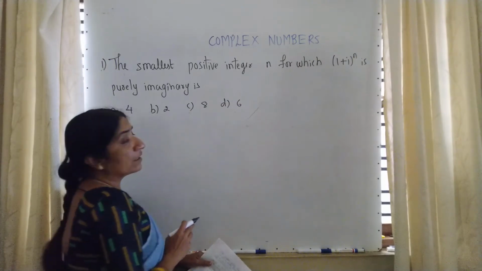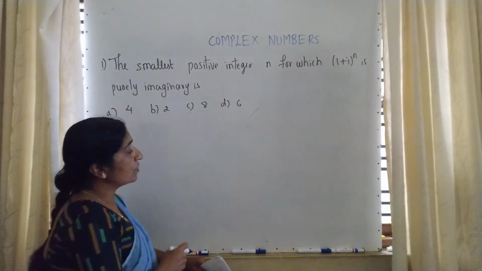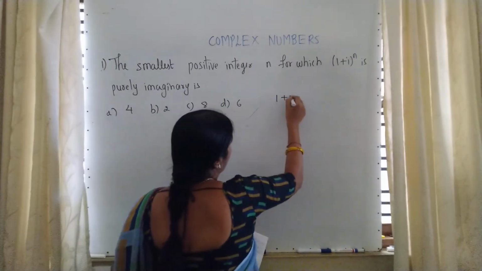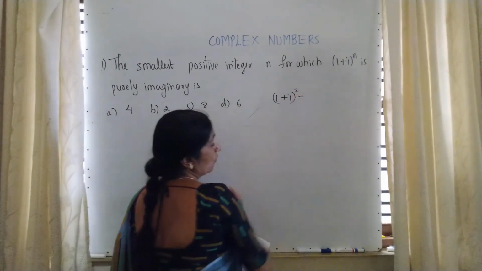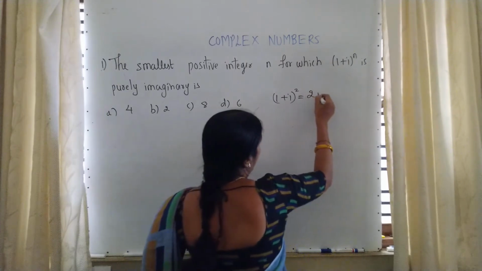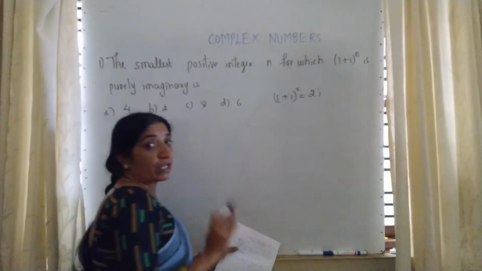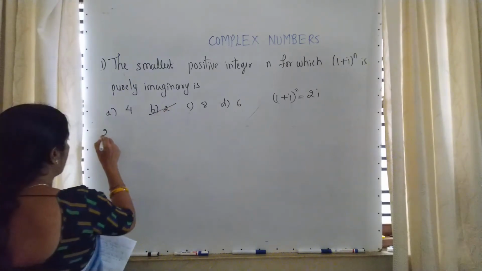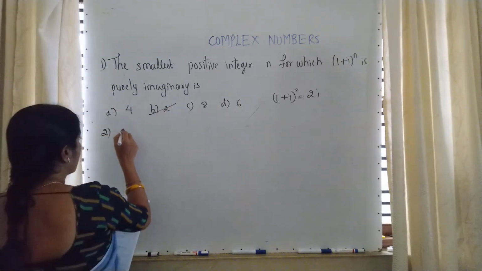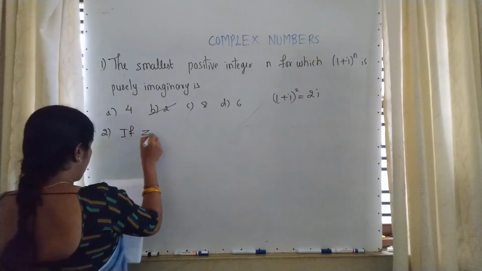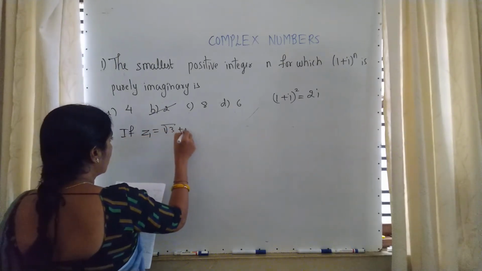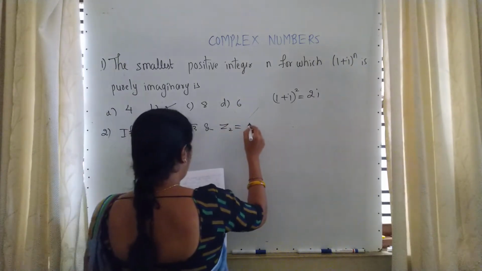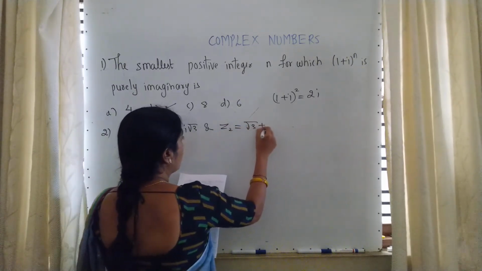See here, if you are thorough in the calculations, directly just go for choices. Start with the small number: (1 plus i) whole raised to 2. When you expand and simplify, you will get 2i. Is 2i purely imaginary or not? Yes, it is purely imaginary. In the first only we got the answer. The answer is B.